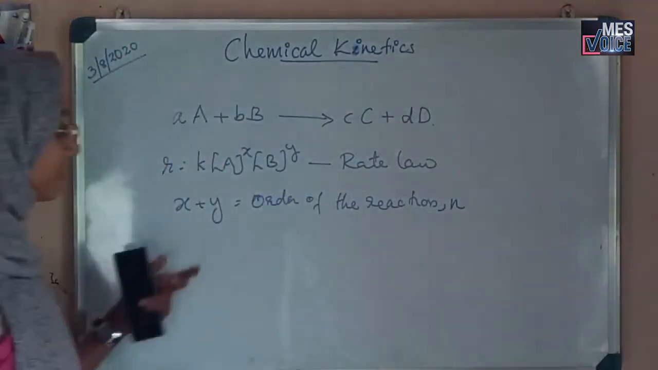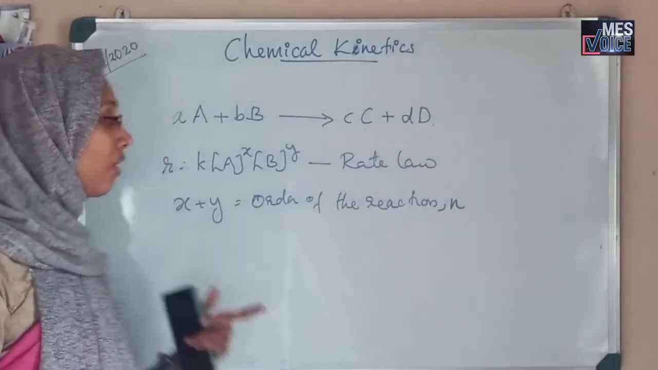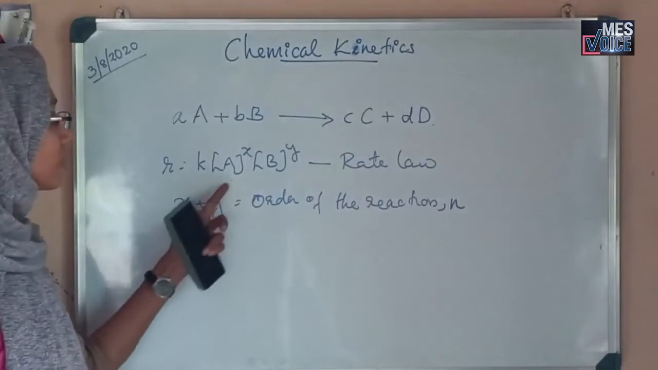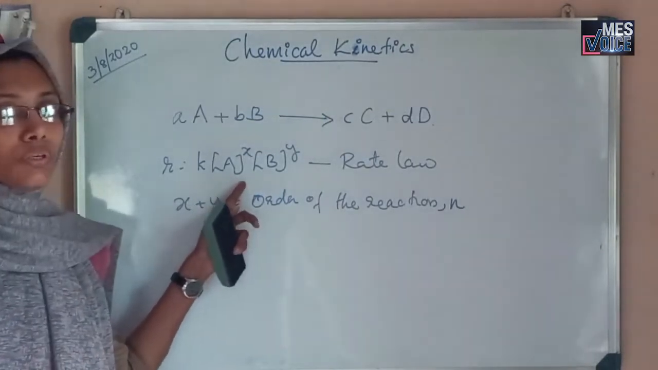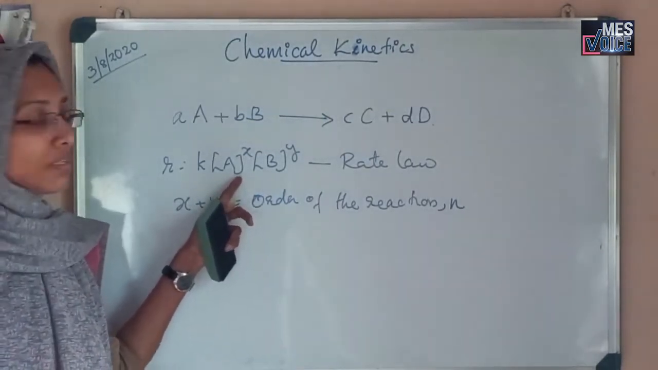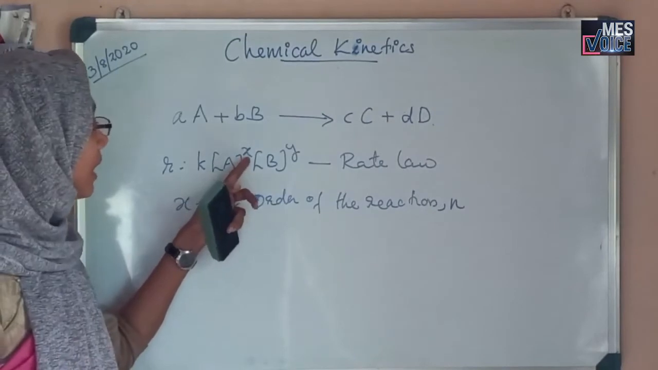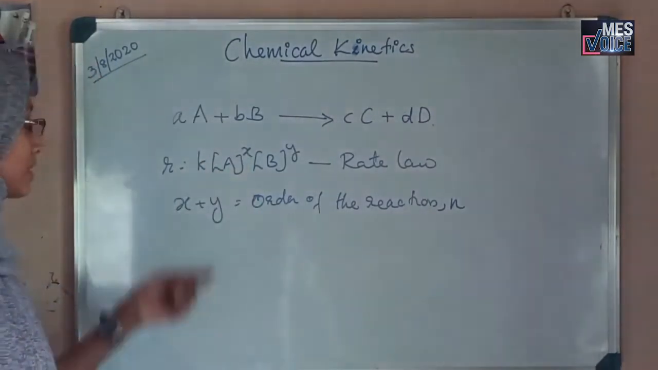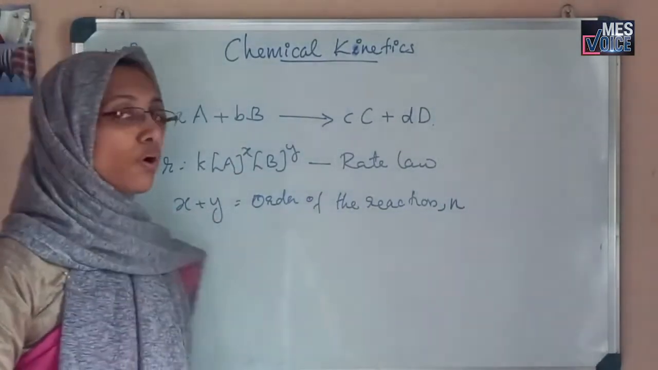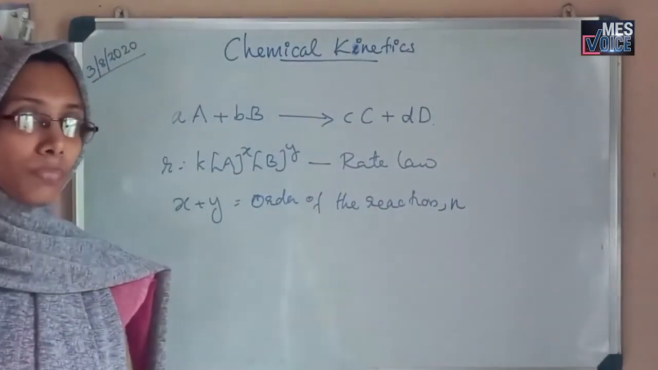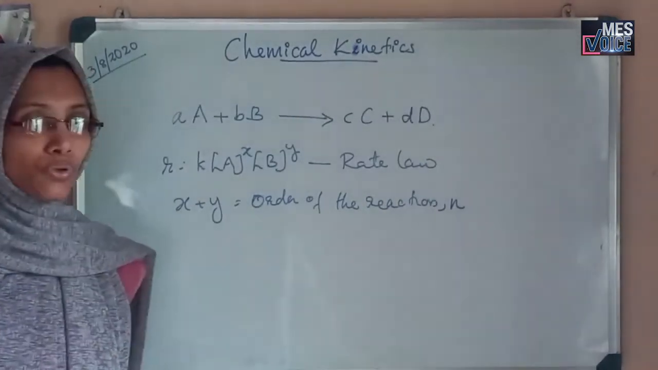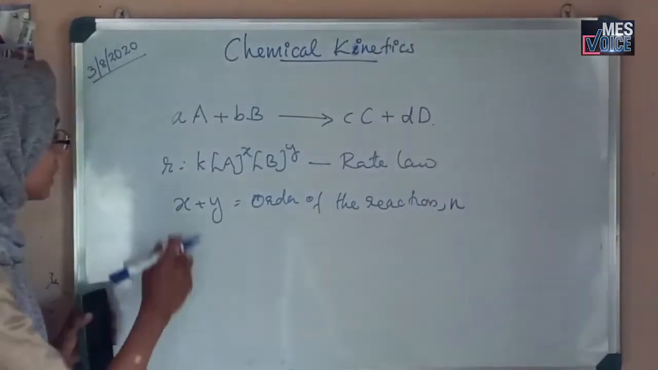How can we define the order of a reaction? Order of a reaction is the sum of the powers of the concentration of the reactants that appeared in the rate expression. That is, the sum of the powers of the concentration terms that appeared in the rate expression is known as the order of a reaction.